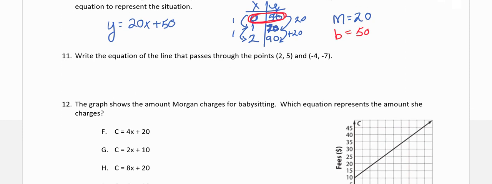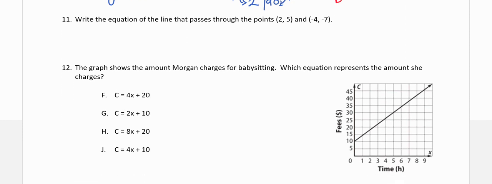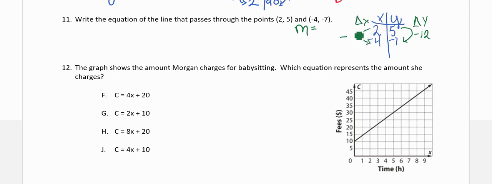Write the equation of the line that passes through the points (2, 5) and (-4, -7). So I'm going to make another table, (2, 5), (-4, -7). I'm going to find my slope. So I can see my change in y is negative 12. And my change in x is negative 6. So negative 12 over negative 6 actually gives me positive 2.